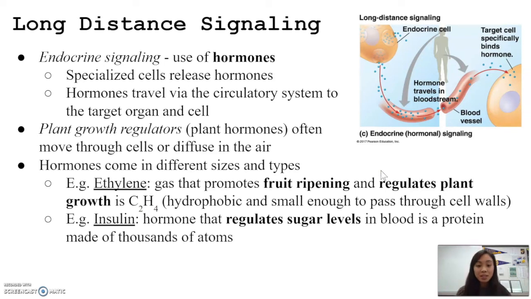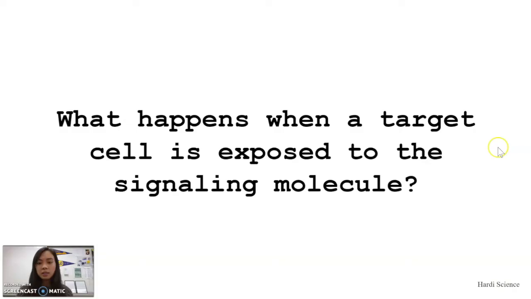So in animal cells, there's insulin. This is a hormone that's going to regulate sugar levels in blood. And this is a protein that's made of thousands of atoms. So as you can see here, they're different sizes and they have different roles as well. So now we've talked about different ways cells communicate with each other and signal to each other.